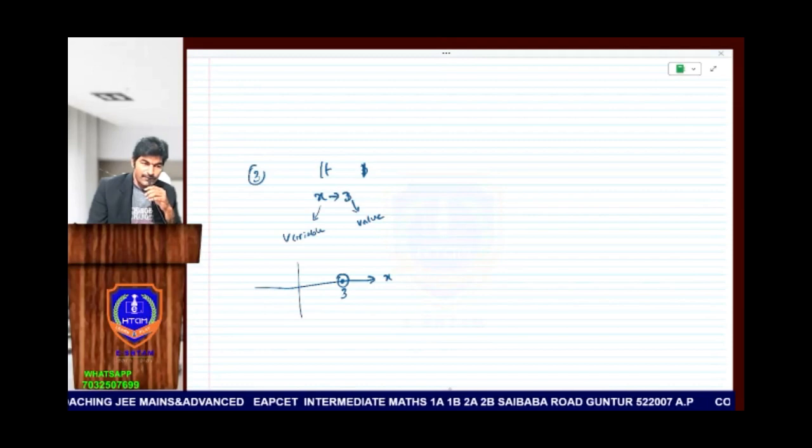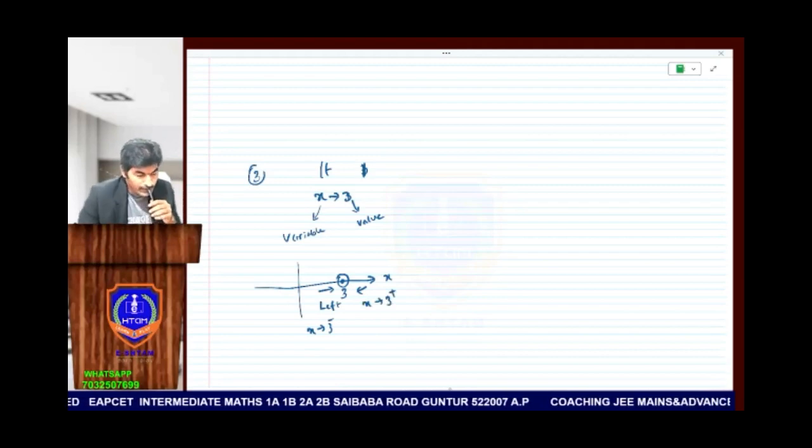So this is a variable x. It is approaching 3 from either side. If it is from the left side, it will be mentioned as 3 minus. If x is approaching from the right side, it is mentioned as 3 plus. Understood? Okay.